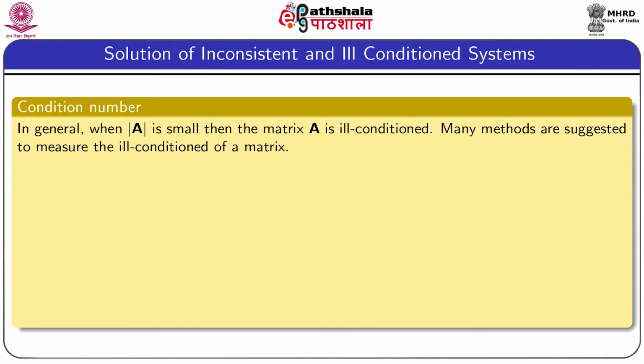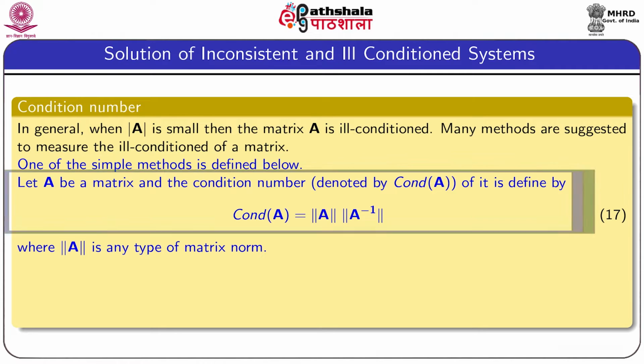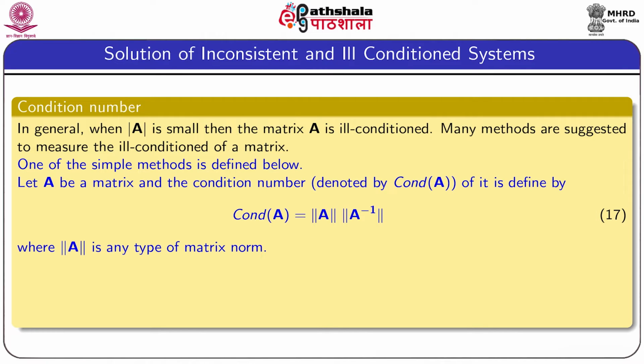Many parameters are suggested or defined to measure the ill-condition of a matrix. One of the simple methods is defined below. Let A be a matrix. The condition number, denoted by cond A, is defined by cond A equal to the norm of the matrix A times the norm of the matrix A inverse.